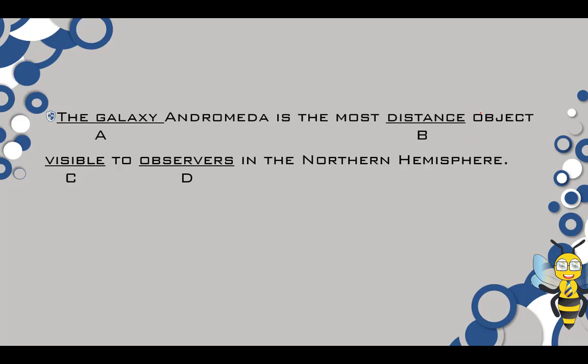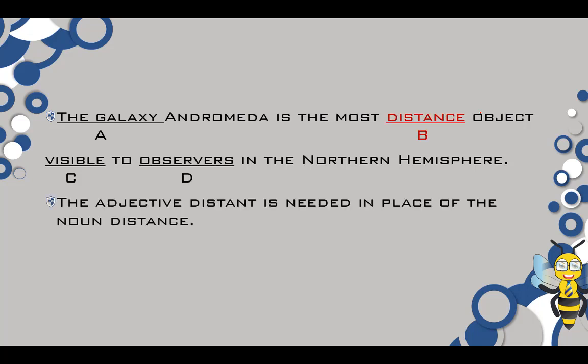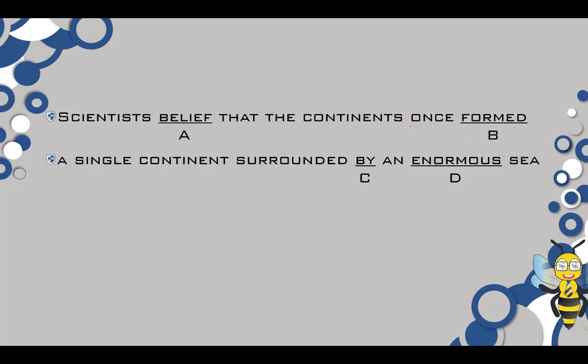What about this one? The galaxy Andromeda is the most distant object visible to observers in the northern hemisphere. Letter B. That's right. In this case, distance is a noun, and we should actually use an adjective. We're using superlatives here. You know that most is followed by an adjective. Now, scientists believe that the continents once formed a single continent surrounded by an enormous sea. That's right. Believe is a noun, and we should have a verb here.